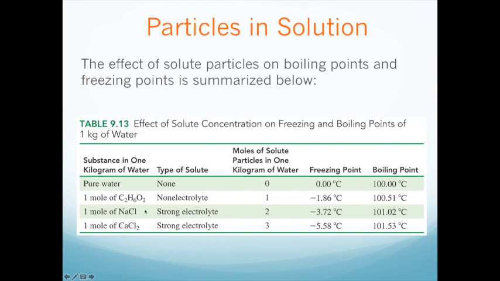If you add 1 mole of sodium chloride, which is a strong electrolyte, it puts 2 moles of solute particles into the water and lowers the freezing point by 3.72 degrees Celsius and raises the boiling point by 1.02 degrees Celsius. And you're probably starting to see a trend here at this point. 1 mole of calcium chloride is also a strong electrolyte, and it produces 3 moles of particles because there is 1 mole of calcium and 2 moles of chloride per 1 mole of calcium chloride. This depresses the freezing point by 5.58 degrees Celsius and increases the boiling point by 1.53 degrees Celsius.